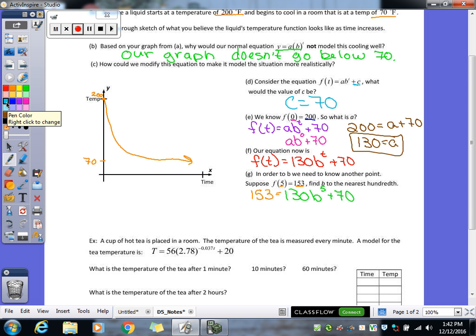So what do we want to do first? This goes back to these kinds of equations we were doing back on the second day. Subtract our 70 first. So I get 83 equals 130b to the 5th. Still got to get b on its own, so how do I get rid of 130? Divide. We're going to get a big, huge, long decimal.